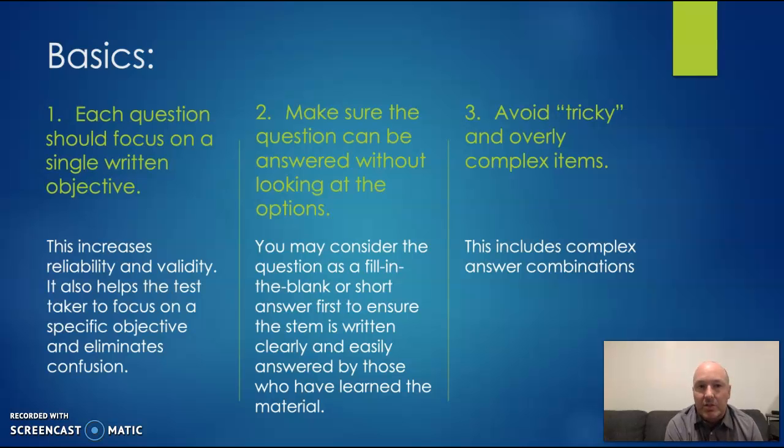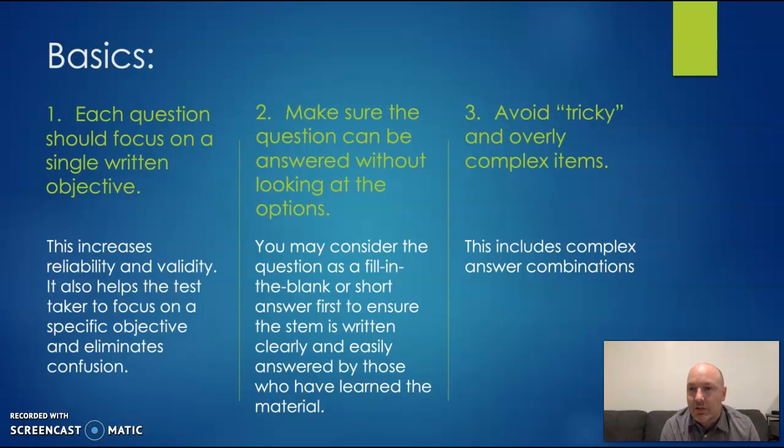Each of your questions should focus on a single written objective. This helps to increase the reliability and validity that we just talked about. By focusing on a specific written objective, it also eliminates confusion on the test taker's part. Make sure each question can be answered without looking at the options. This will help you construct a higher quality MCQ question.